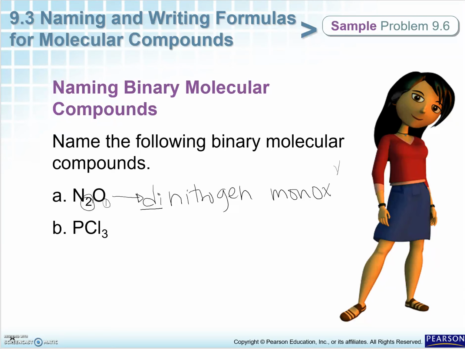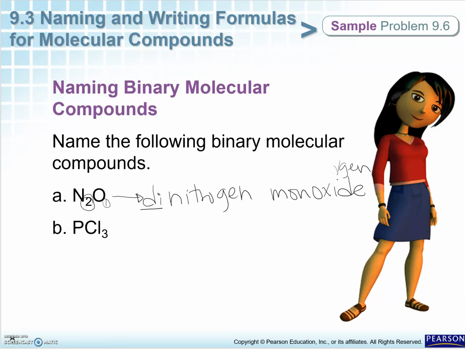So we're going to drop our ygen and add ide instead. So if you were to write that or read that all at once, that would be dinitrogen monoxide.